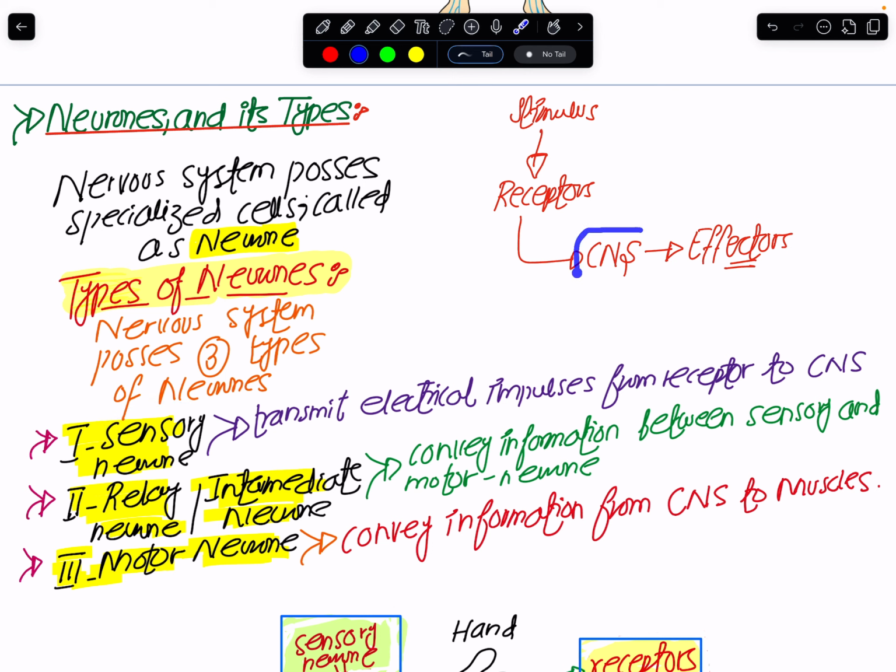When I take the information from the brain and the spinal cord to the effectors of my body, the neuron involved would be the motor neuron, we say. And in between the sensory neuron and the motor neuron, if the information has to be conveyed, the neuron involved would be the relay neuron. So the sensory neurons transmit the electrical impulses from the receptors to the CNS. The relay or intermediate neurons convey the information between the sensory and the motor neuron, and the motor neuron conveys the information from the brain and the spinal cord to the muscles.